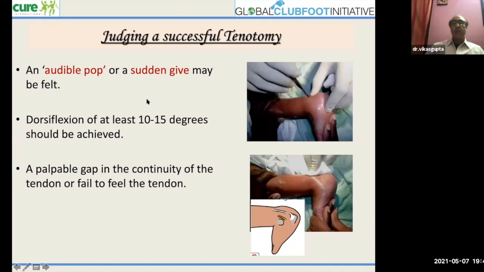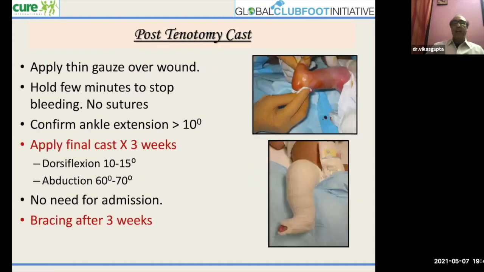Now, judging a successful tenotomy is important. You should be able to hear that pop, a sudden giving away. Those who are doing it can easily vouch for this. Okay? And you should be able to achieve at least 10 degrees of dorsiflexion. And on palpation, there is a palpable gap. Okay? So post-tenotomy cast, apply a thin gauze piece. Remember, no sutures. It's a sutureless technique. Confirm the ankle dorsiflexion has been achieved.